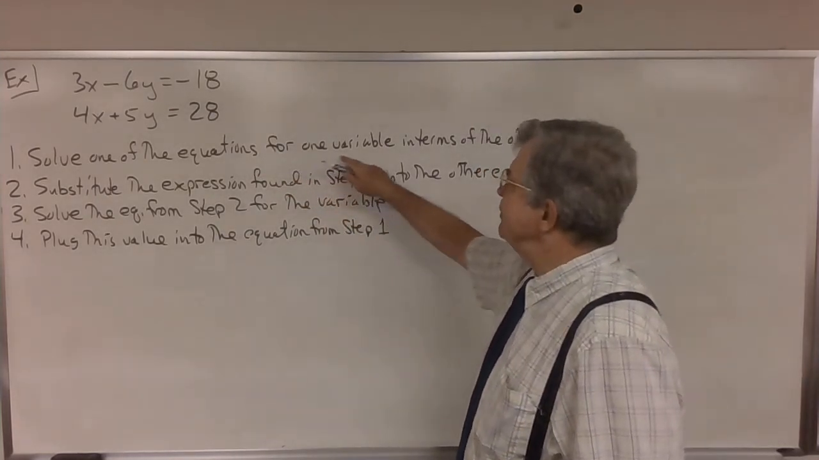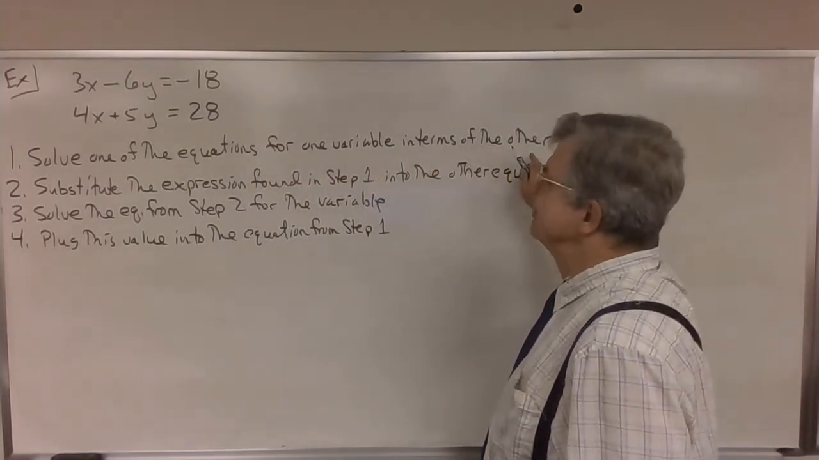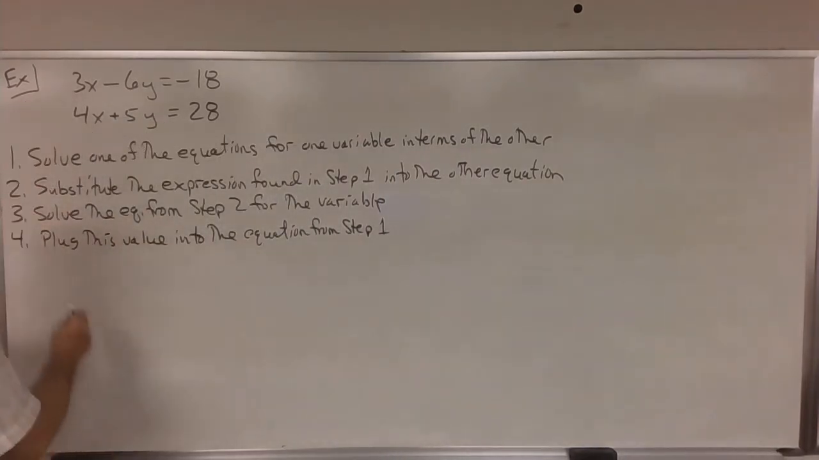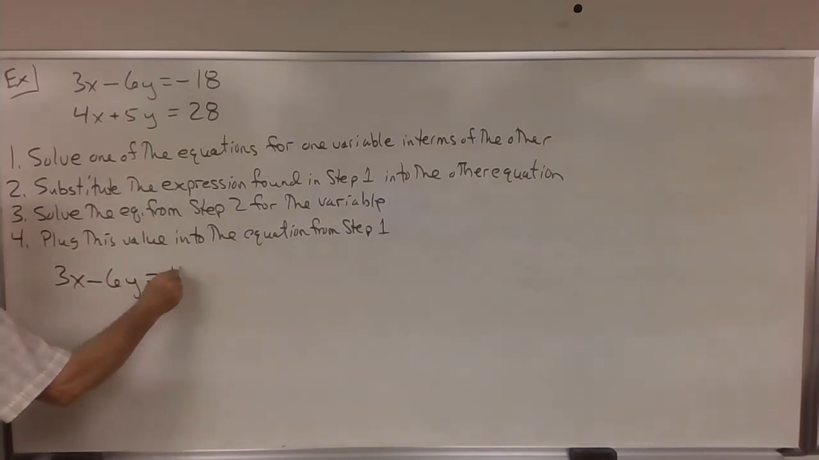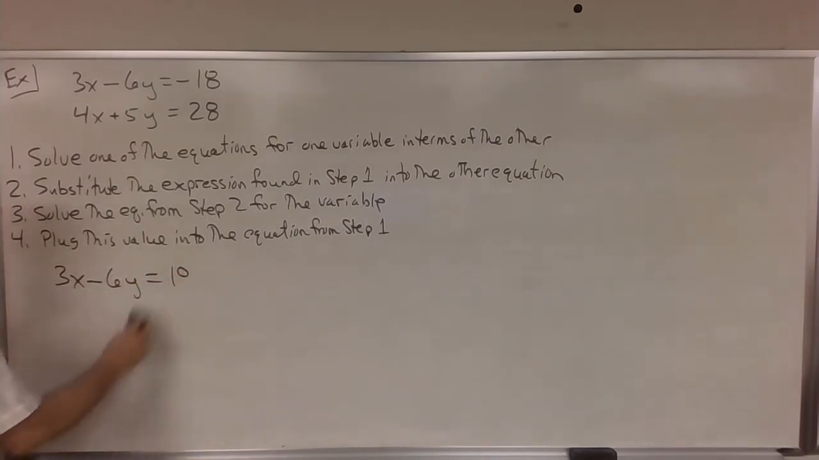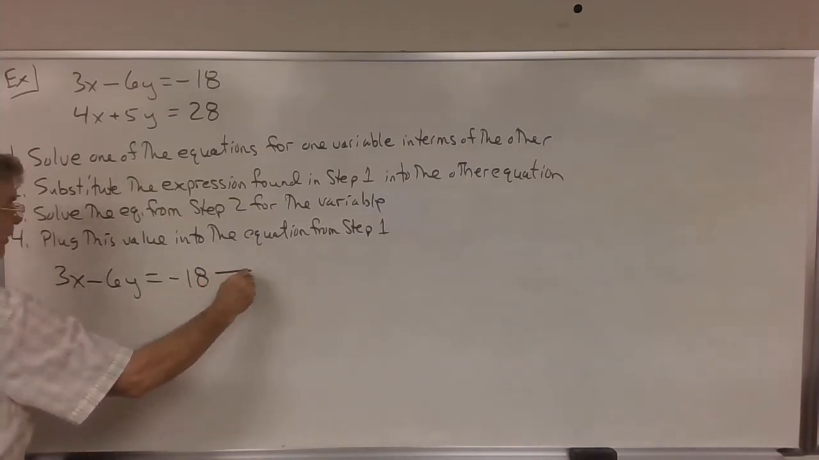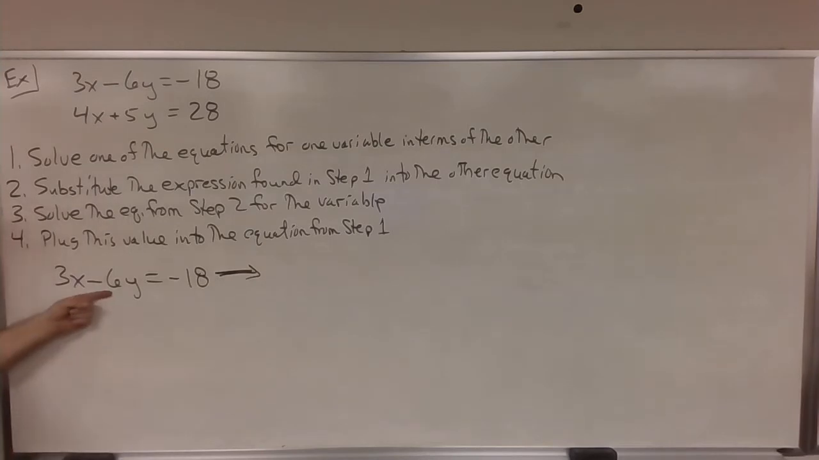Solve one of the equations for one variable in terms of the other. And I'm going to pick the first equation. 3x minus 6y equals, no, negative 18. And I'm supposed to solve this equation for one variable in terms of the other. So I'm going to solve for x in terms of y, which means I want to get y on the other side of the equation.